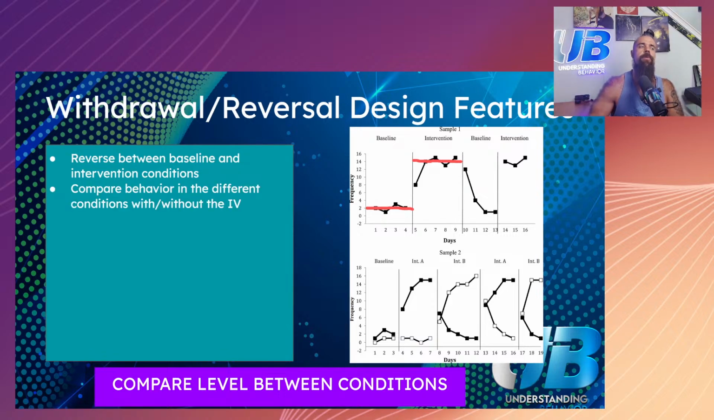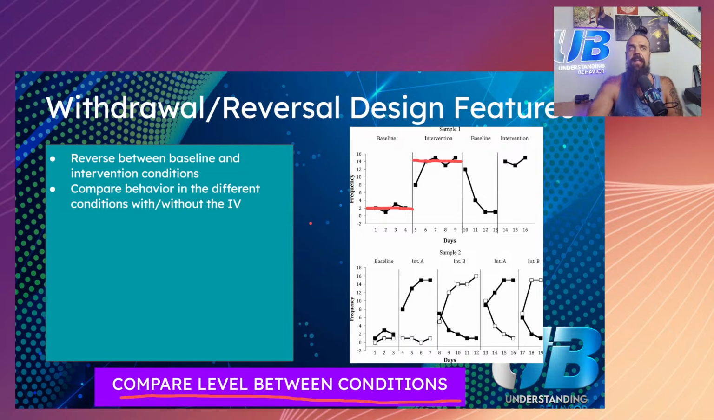What we want to do is compare the level of the behavior in the different conditions with and without the IV. Note that we kept this statement here from last time. The most important thing to show experimental control is that we're going to be comparing level between our conditions. So that's no different for any of our designs. The main thing you want to focus on is comparing the level between our conditions.